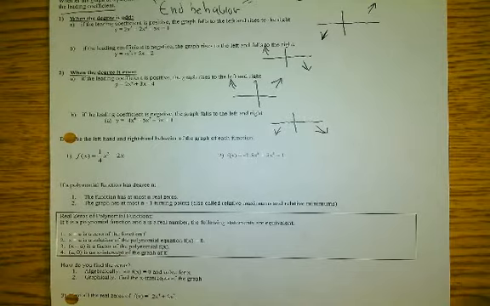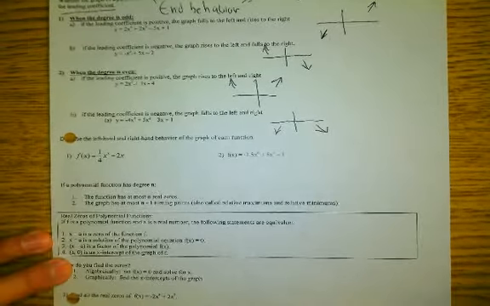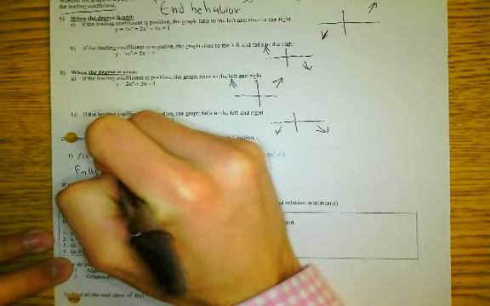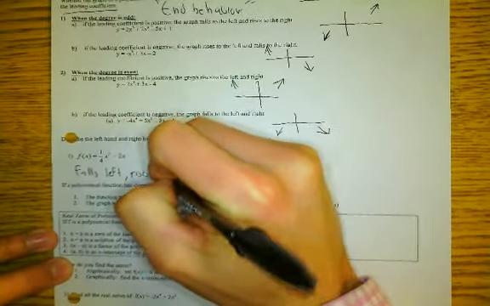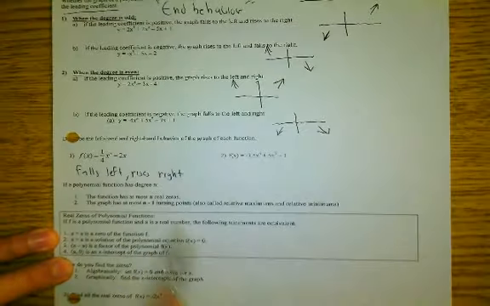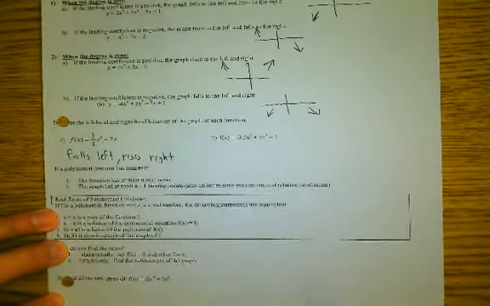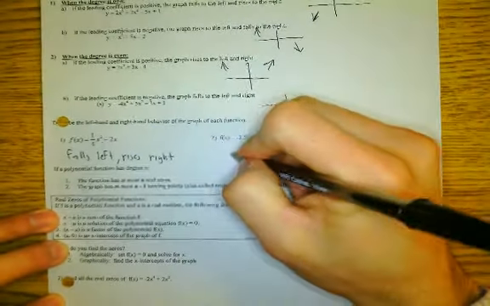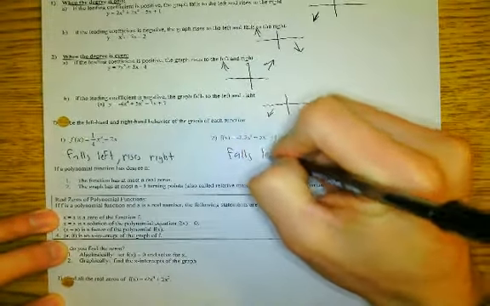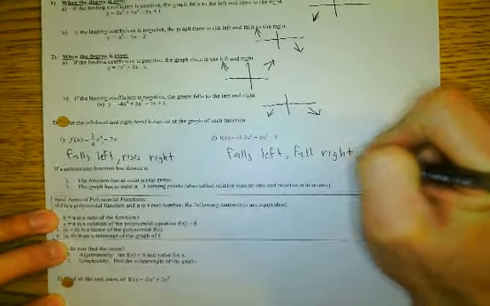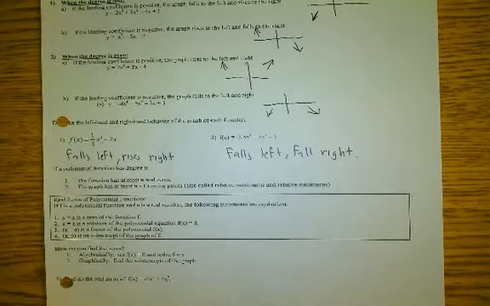Alright, so for number 1, what did you get? It falls to the left and it rises to the right because it is odd and it is positive. Okay? Number 2, what do we get? Falls left, falls right. Very good. Okay? Leading coefficient test.